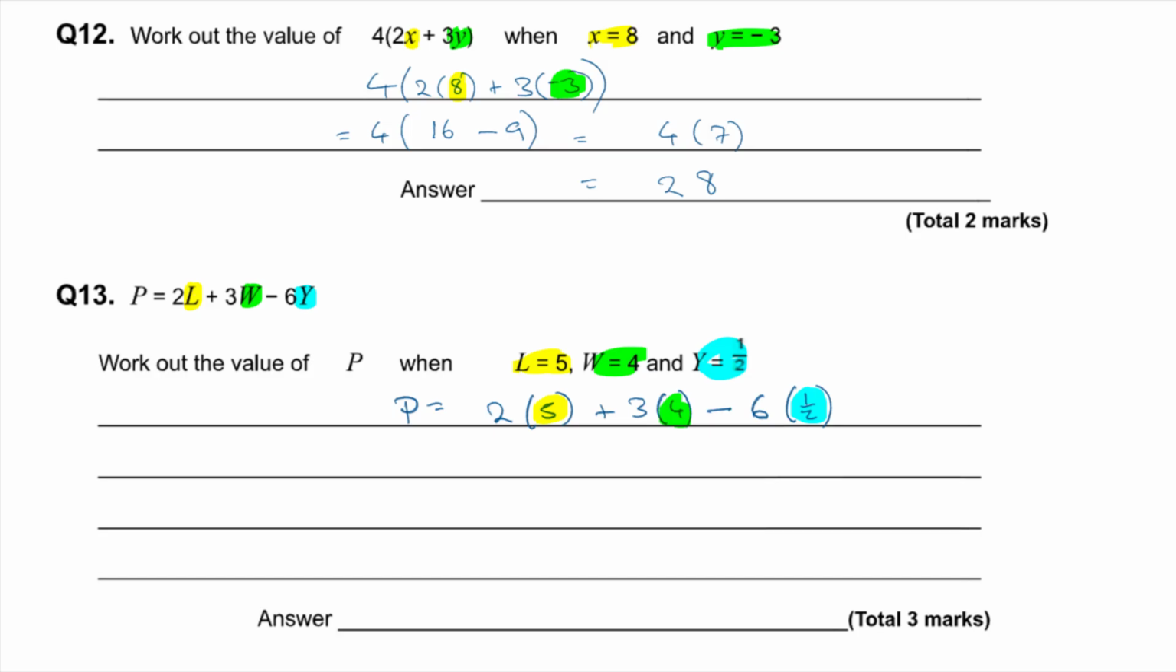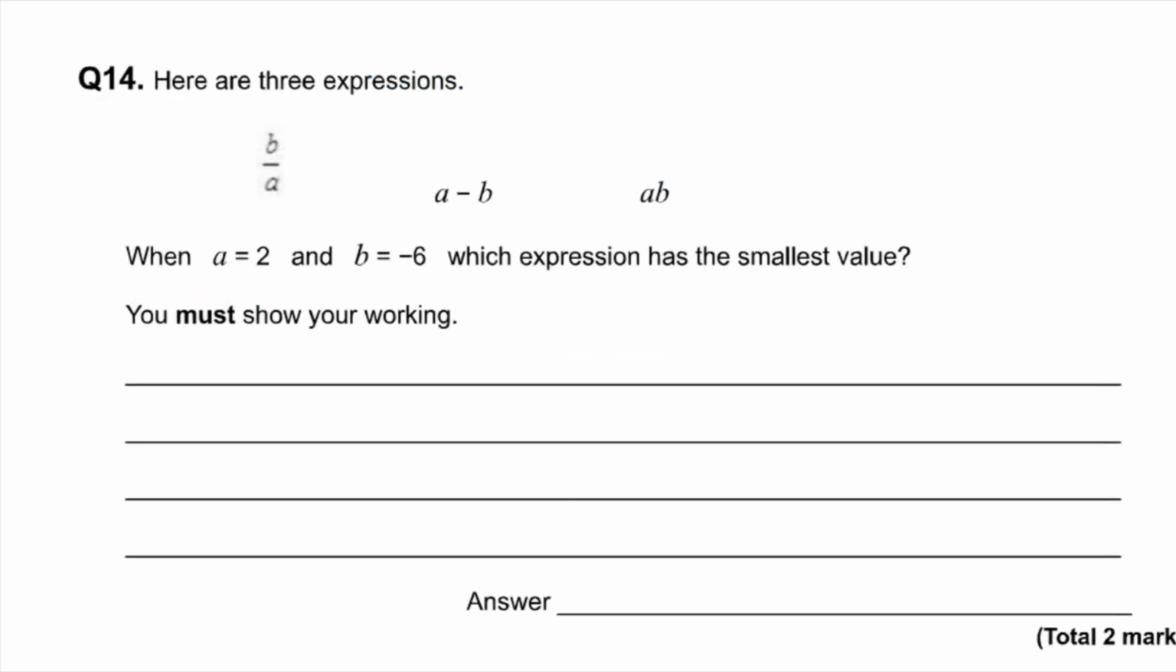Okay, so then once we've got the numbers in, then we can work them all out. So 2 times 5, that's 10, 3 times 4, that's 12, and minus 6 times a half, half of 6 is 3, that's going to be minus 3. So I've got 10 plus 12 minus 3, 10 plus 12 is 22, take away the 3, that's 19. That's my final answer. Question 14, here are 3 expressions. When A is 2 and B is minus 6, which expression has the smallest value?